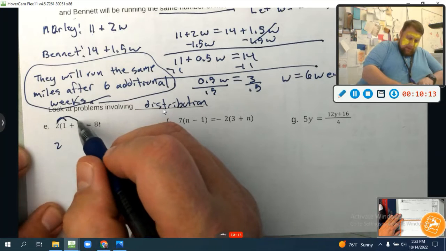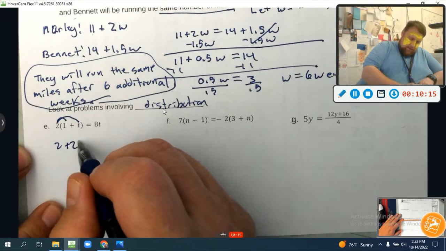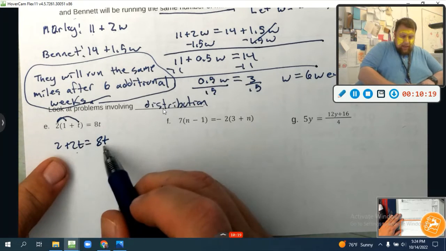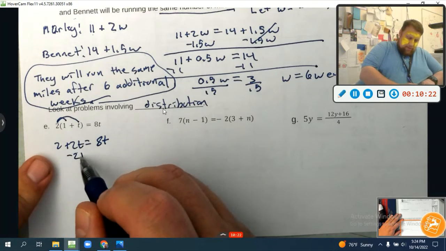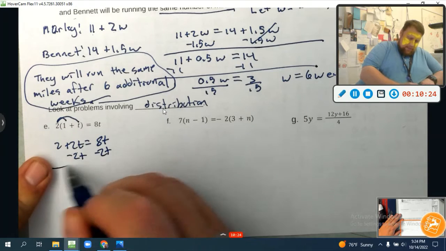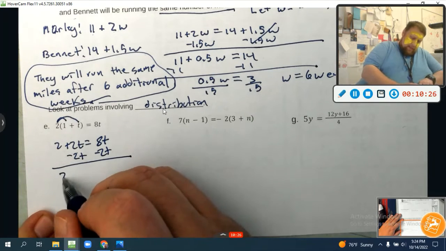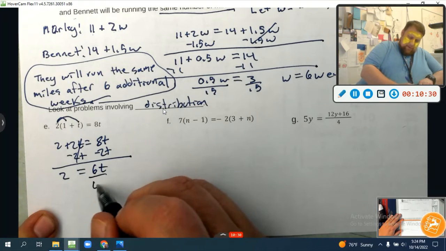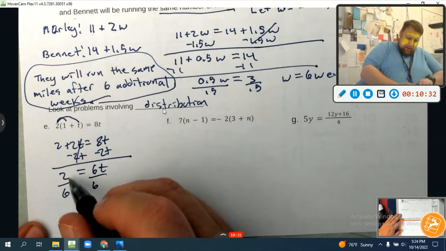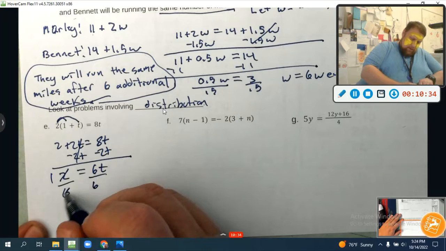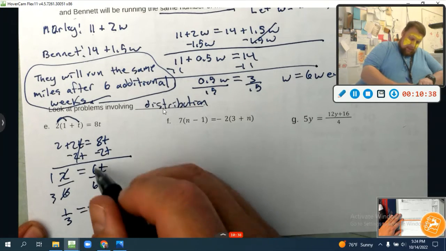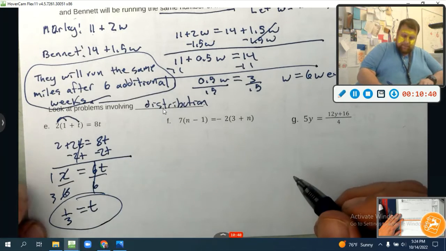Let's try this one right here, guys. 7 times n is 7n. 7 times minus 1 is minus 7, equals. Now, we've got to distribute the negative 2. Negative 2 times 3 is negative 6. Negative 2 times positive n is negative 2n. And since that's negative, let's add it over. Plus 2n, plus 2n. Now I've got 9n minus 7 equals negative 6.